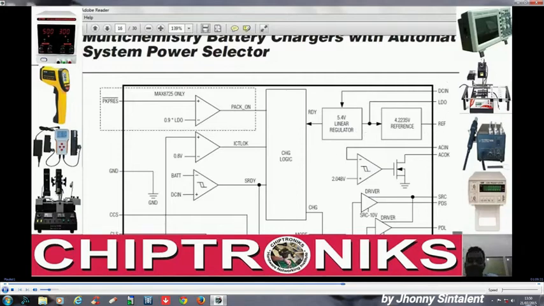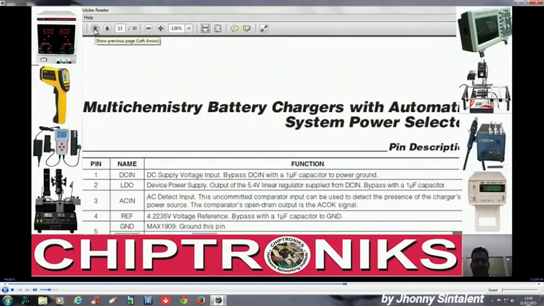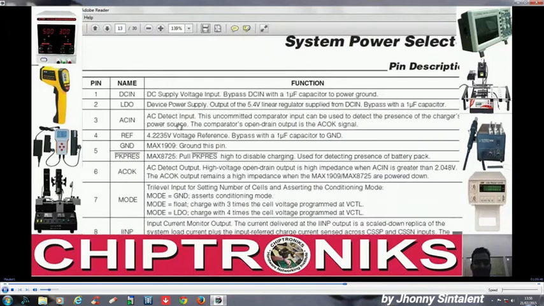So when DC in is connected over here, after getting the DC in, the charger IC will generate an LDO, low dropout, and the value at this low dropout would be 5.4 volt. There is an internal linear regulator present over here. Okay, go back to page number 13 and LDO, AC in.